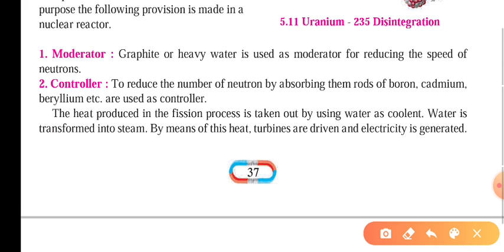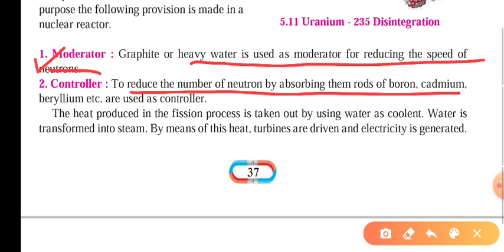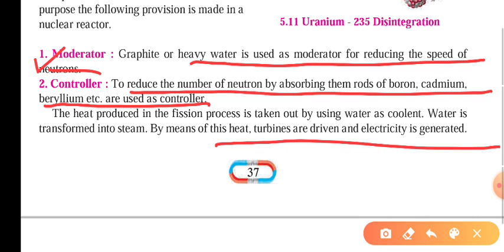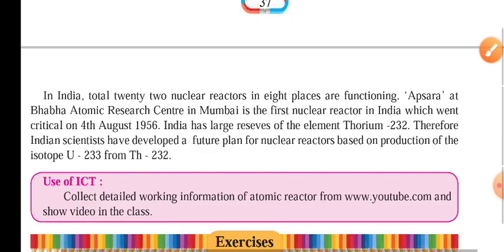Next, they have given the moderator: heavy water is used as a moderator for reducing the speed of neutrons. Then, to reduce the number of neutrons by absorbing them, rods of boron, cadmium, beryllium, etc. are used as controllers. These elements absorb the neutrons. The heat produced in the fission process is taken out by using water as a coolant. Water is transformed into steam, and that steam rotates the turbine and produces electricity.